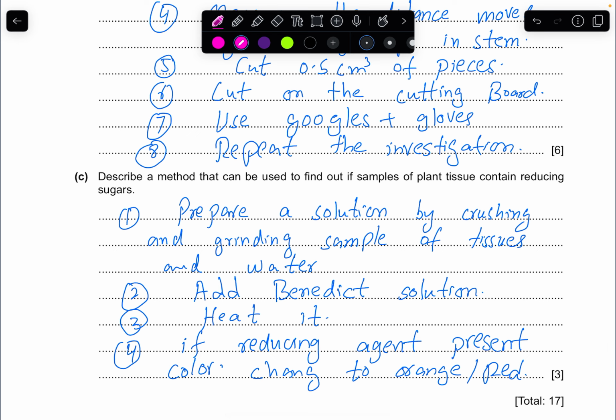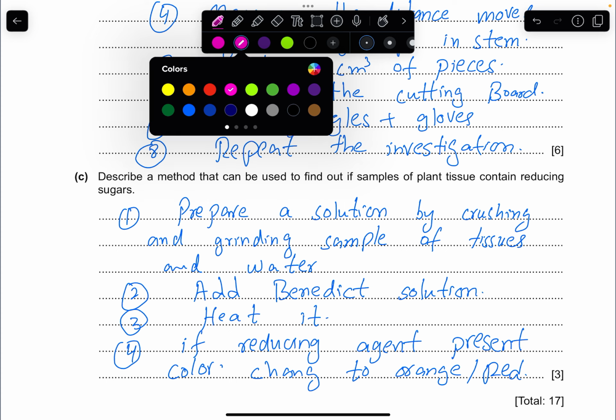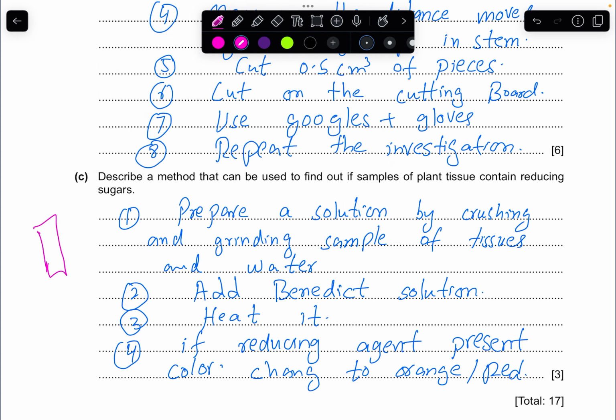There is another method they ask you to describe that can be used to find out if a sample of plant tissue contains reducing sugar. If you have any samples or tissues of the plant, and you want to do an experiment to check if they have any reducing sugar, first we have to crush them into small pieces and grind them, so the surface area can increase, and then we mix with water to make a solution. In that solution we will add Benedict's solution and heat it.